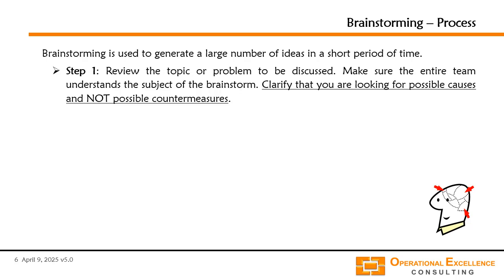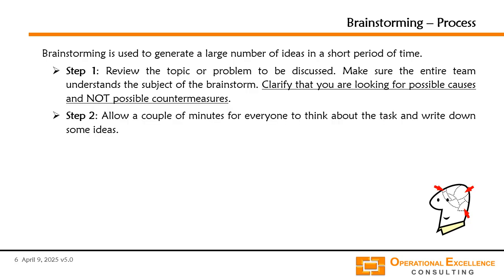First, we want to make sure that everyone on our team understands the problem statement. What is the problem we are trying to solve? We also want to remind everyone that we are looking for possible causes and not possible solutions. Too often, a team jumps into developing solutions before they understand why the problem happens in the first place. In step 2, we give everyone a few minutes to think about possible causes. I always encourage each team member to write down the possible causes on a post-it sticker. 1 possible cause per sticker.